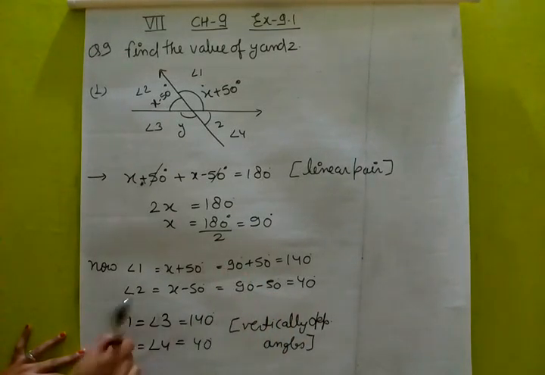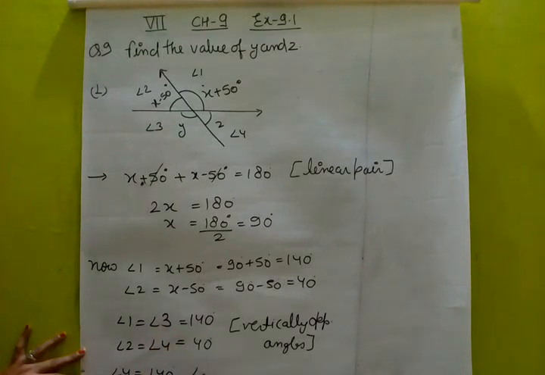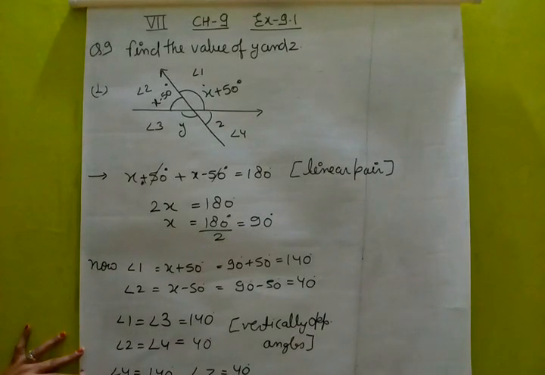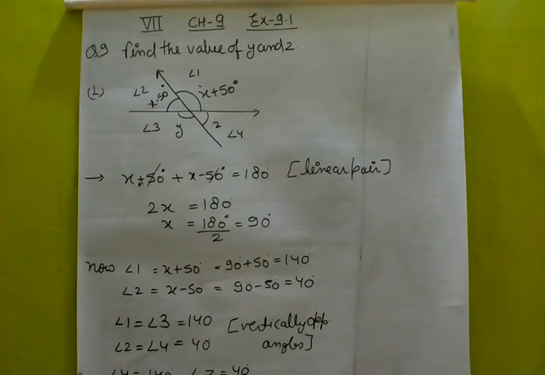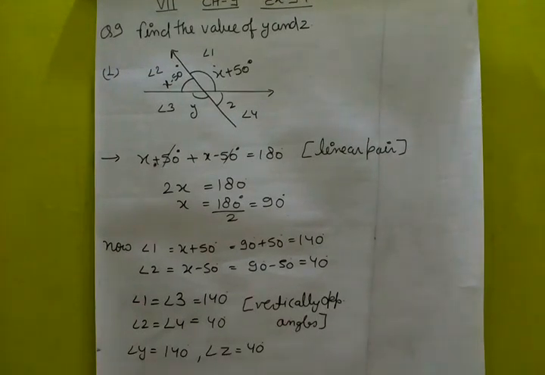At last, students, you can give the real names. The value of angle y is equal to 140 and the value of angle z is equal to 40 degrees. Okay students, so angle y is 140 degrees and angle z is 40 degrees.